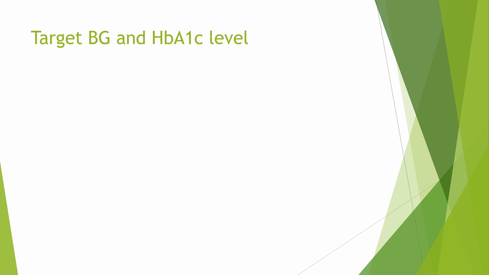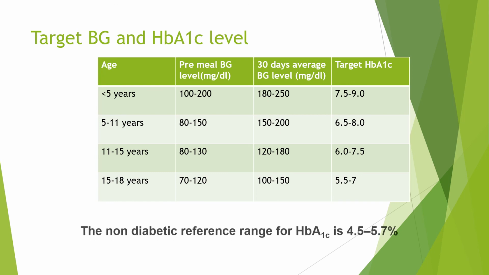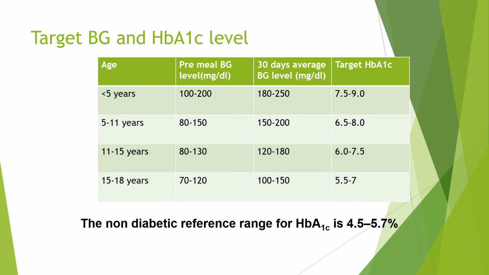So the targeted blood glucose and hemoglobin A1C level based on age is as follows. As you see on the table, for less than 5 years, the target hemoglobin A1C is from 7.5 to 9. To avoid the risk of hypoglycemia, we tolerate a higher hemoglobin A1C. For 5 to 11, it is 6.5 to 8. For 11 to 15, it is 6 to 7.5.